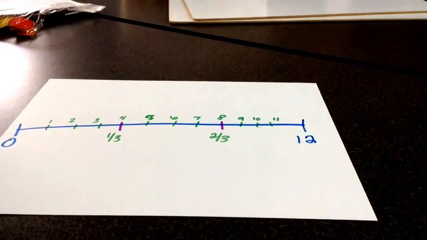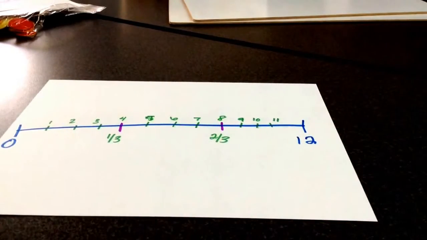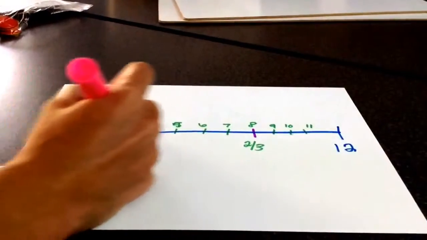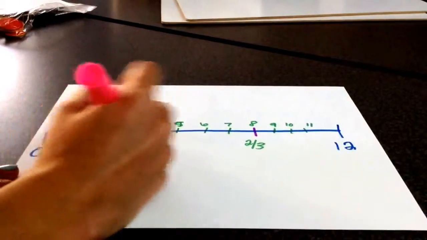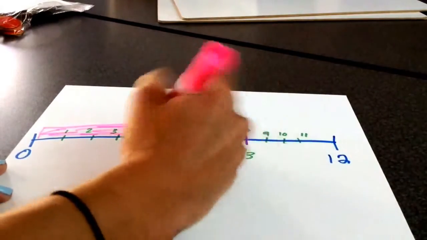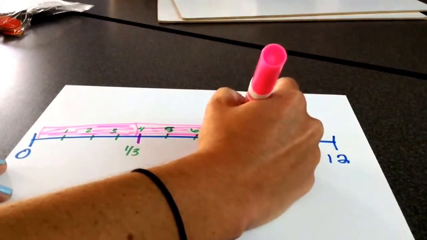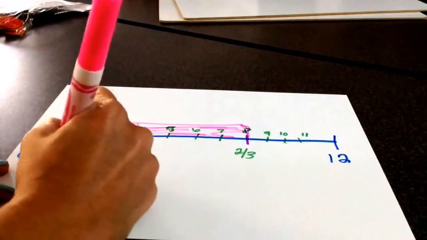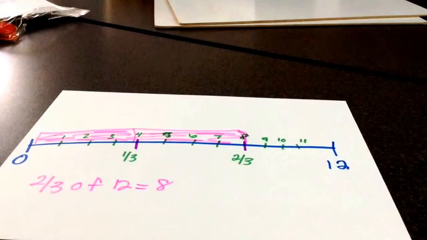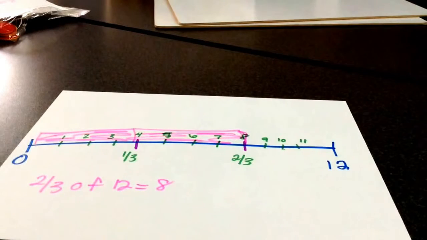So if we're looking for 2/3 of our 12, we're going to shade in. Here's our first third. There's 1/3, and then there's 2/3. So we see what number we end on is 8. So we have 2/3 of 12 equals 8. And that is how we go over our area and linear models.